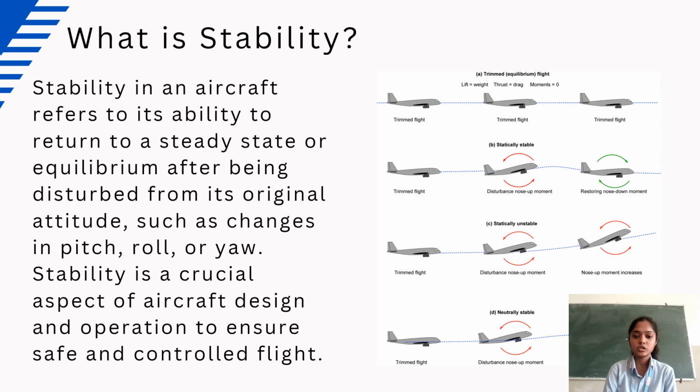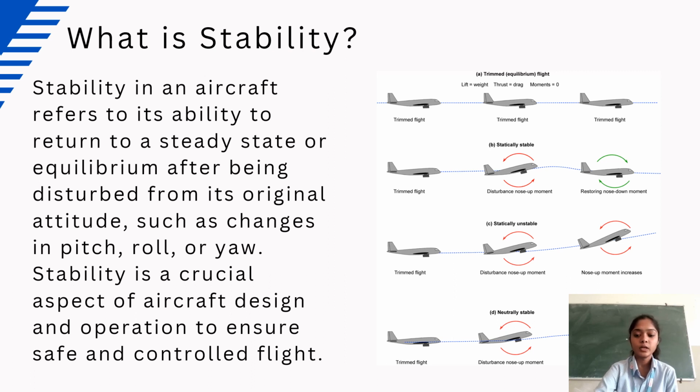The top left image shows the plane in trimmed flight, which is where the forces of lift, weight, thrust, and drag are all balanced. Plane is flying in a straight line because all the forces are cancelling out each other. The other images show what happens when the plane is disturbed from trimmed flight. In the top right image, the plane is disturbed by a nose-up movement which causes the plane to pitch up.